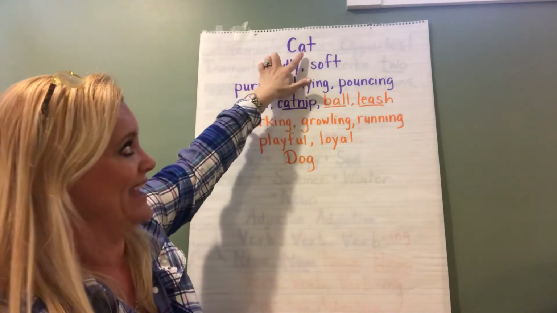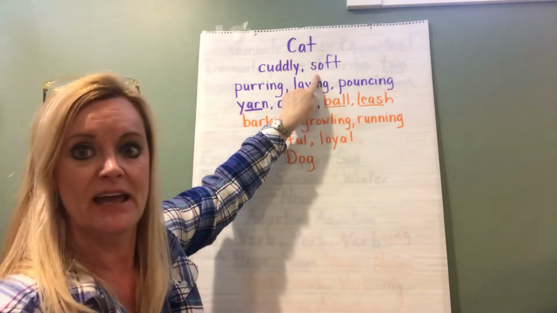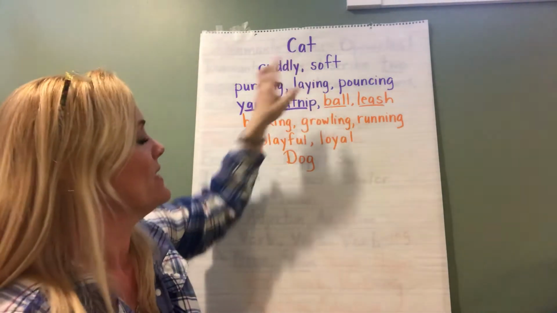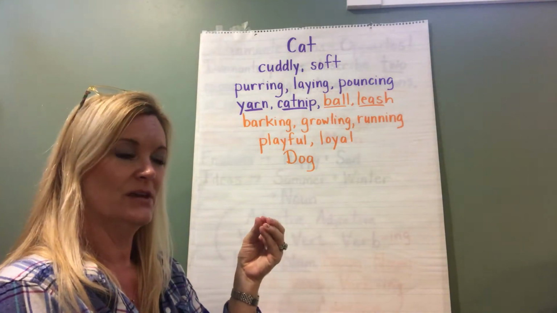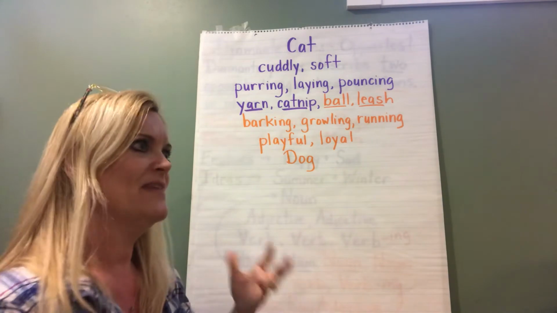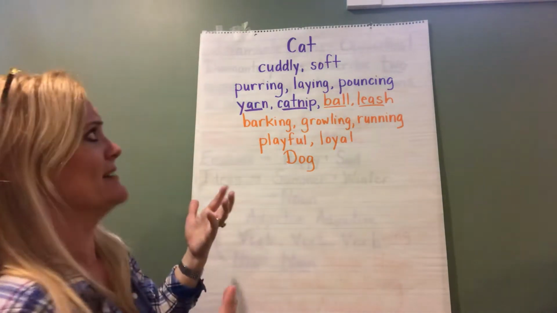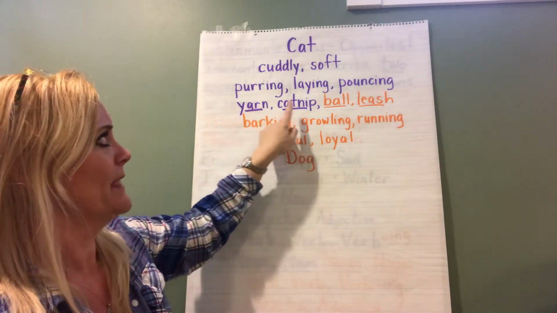So I started with cat. I did my 2 describing words. I did cuddly and soft. Then my 3 ing words. I had purring, laying, and pouncing. And then when I thought about a cat, I was like, what 2 things remind me of a cat? I picked yarn and catnip.